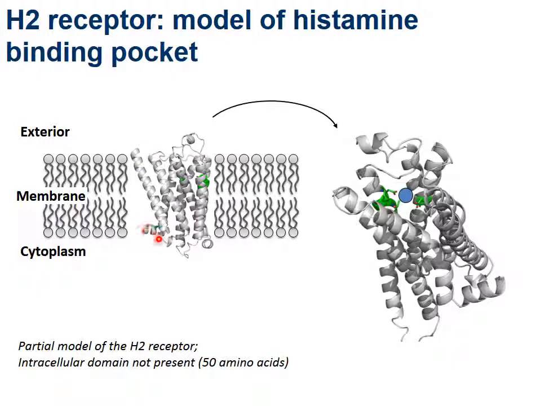So here is a model of the H2 receptor, or at least part of the H2 receptor, which is made based on its similarity. And in green, highlighted here, and here's an enlargement, are 3 amino acids that people have found to be important for the binding of histamine. And as you can see, they are localized here in these transmembrane helices, which is in agreement with the other examples that we've seen in lecture 2.